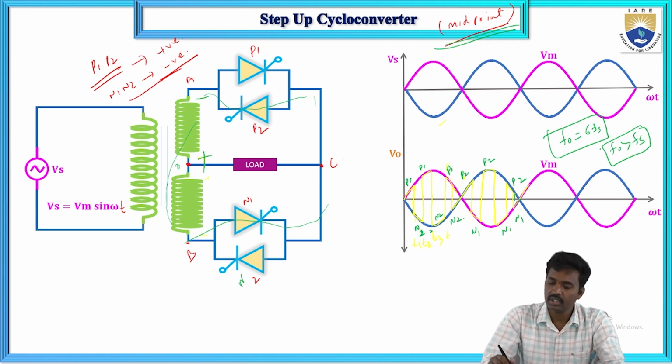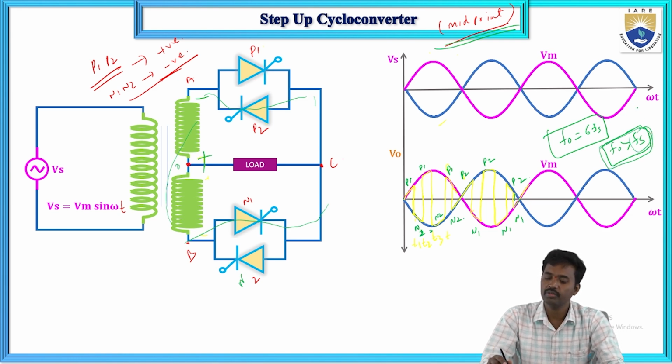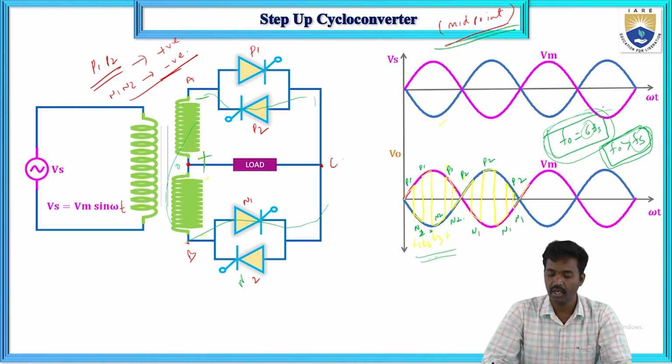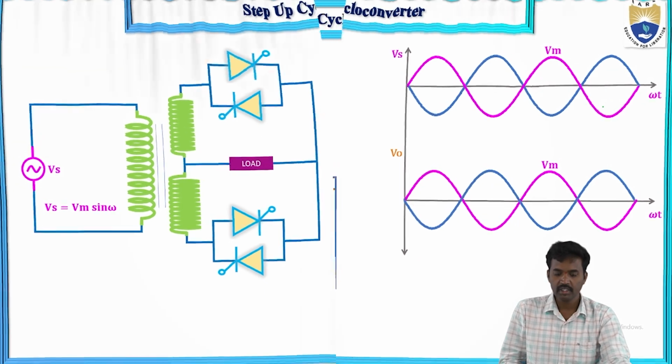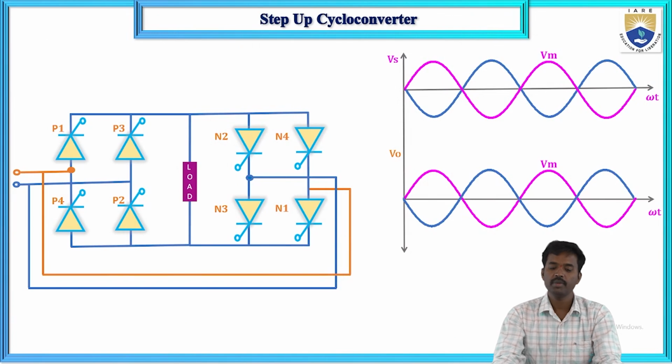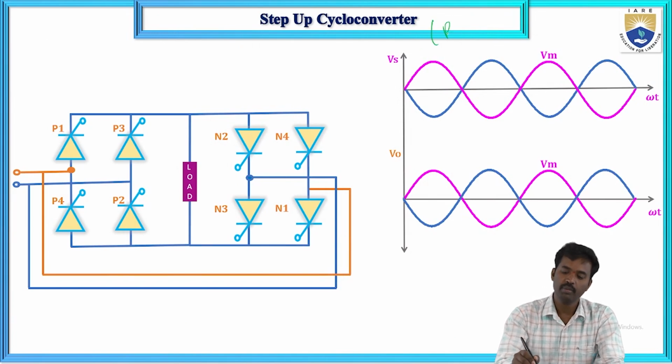Here the output frequency is greater than the input frequency, so F0 equals 6 into Fs. This number depends upon the number of switching times. Here you can take 3 times, and 3 times means you will get 6. If it is 2 times, you will get 4. If it is 4, it is 8. Now the second one is the step up cycloconverter with bridge type.